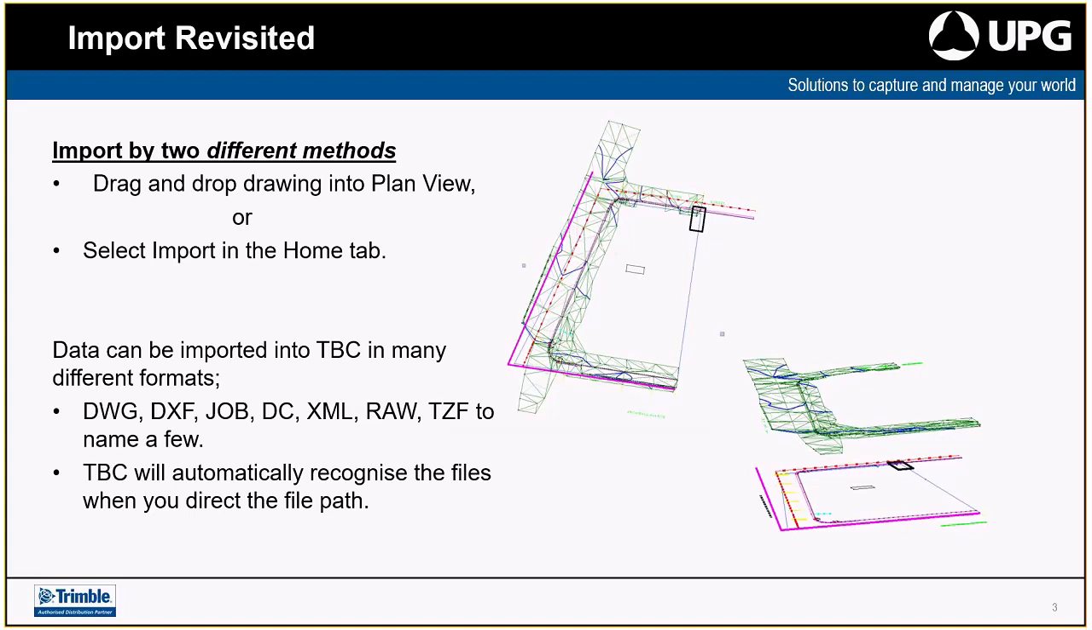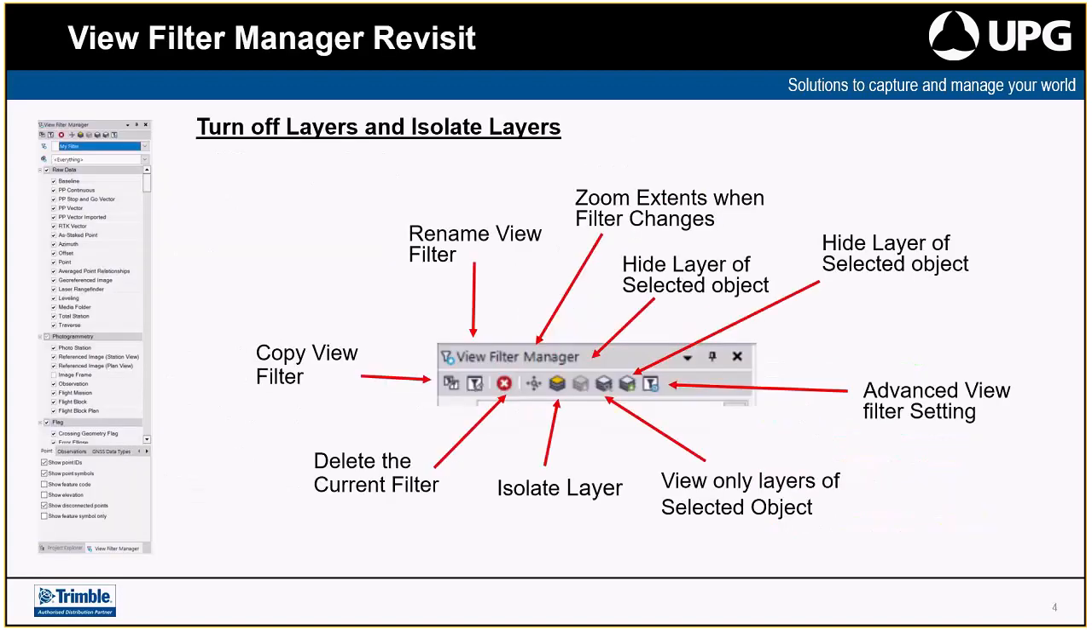So data import options: DWGs, DXFs, .job, .dc, so that's more surveying, XMLs, you can bring in just .raw files, TZFs, all those sorts of things can be brought in. So just be mindful of that, and TBC will automatically recognize what the file is, and it will tell you a bit more about it as you go.